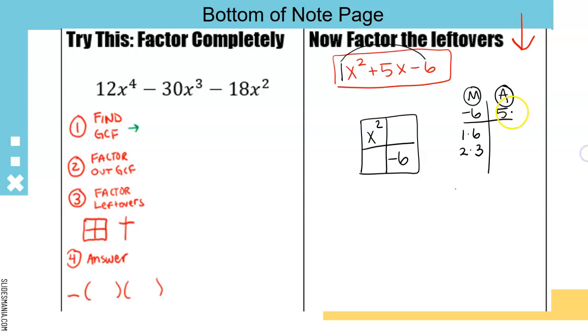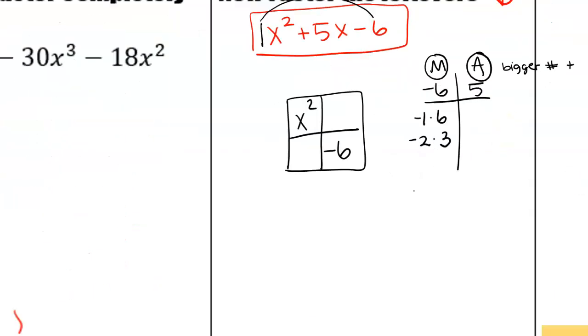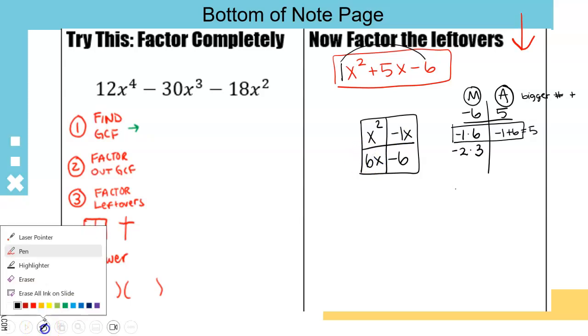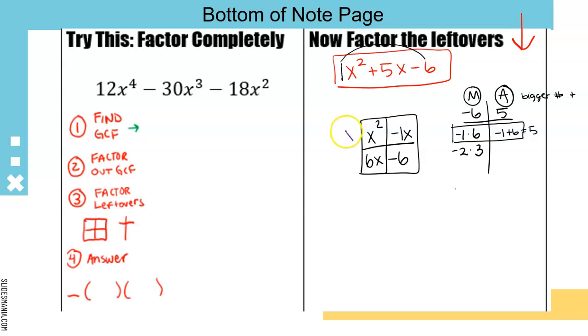If I want to add to a positive, my bigger number needs to be positive. So I'm going to turn these little numbers negative. And then when I add -1 plus 6, I end up getting that 5. So my magic numbers are -1 and a positive 6. I'm going to put those inside my box, and then I'm going to work on getting outside my box.